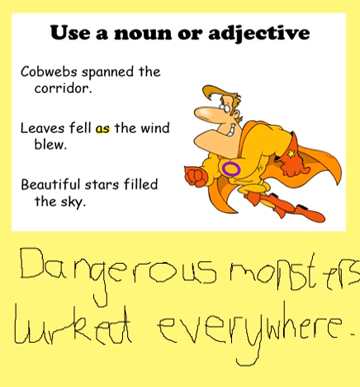Hopefully you've been able to come up with a sentence. I apologise, my handwriting has slipped a little bit. Let's have a look at the sentence I've come up with. So I've got dangerous monsters lurked everywhere. Now, this is probably because I've started reading my Harry Potter books again. So apologies, I will try and make sure that there's not loads of Harry Potter things in here. So, dangerous monsters lurked everywhere. And you can see that we've got that adjective of dangerous before our noun that we've mentioned there. So hopefully you've been able to come up with an example as well. And we're going to have a look at one more.